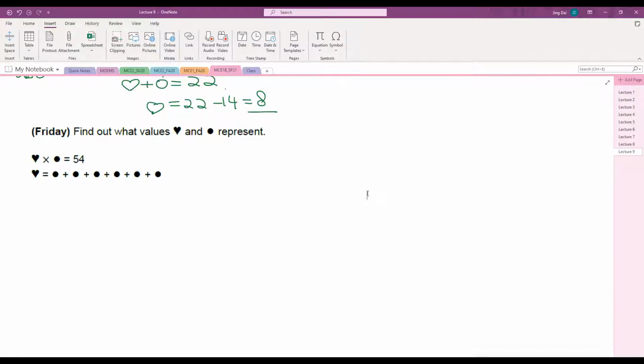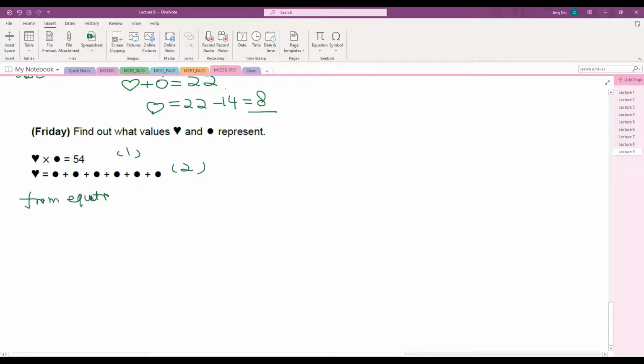How I solved it is this way. I learned that heart equals 6 circles. Heart equals 6 circles. Oh, okay. So Ethan Roberts said from equation 2.